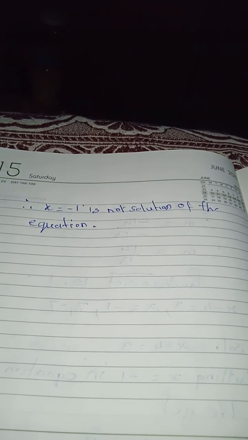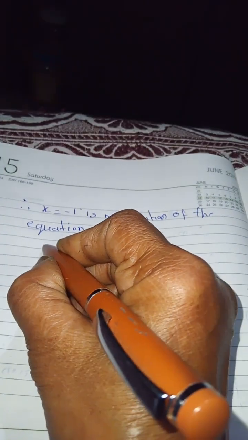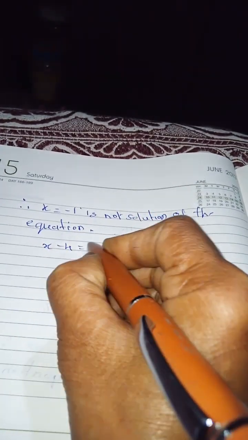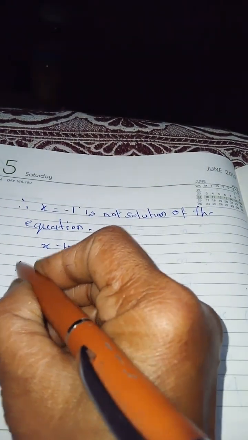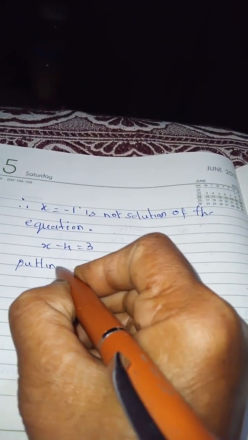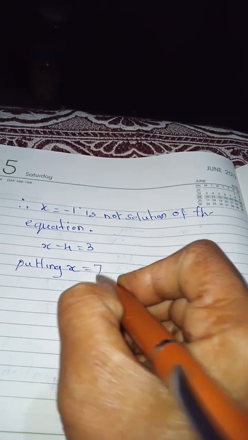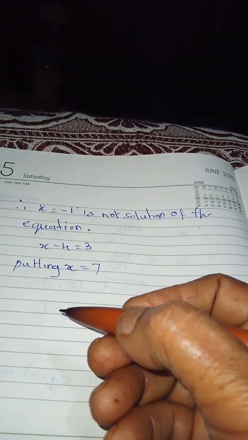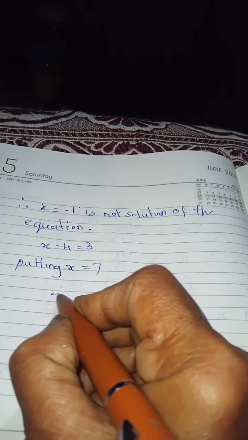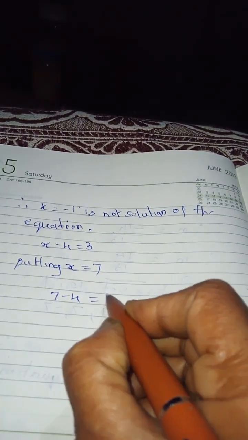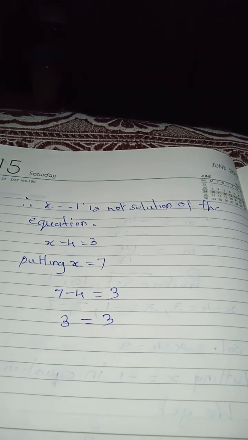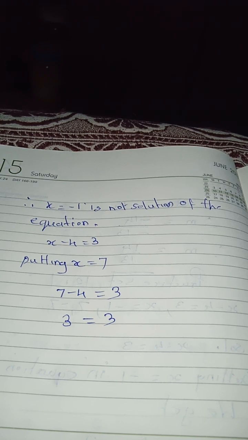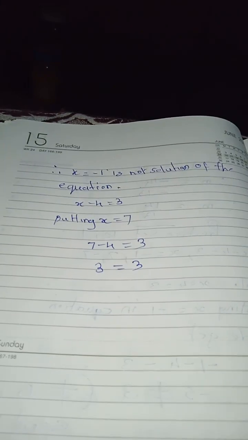Now second step. Again, x minus 4 is equal to 3 is given. Putting x is equal to 7. Don't write everything in detail. Now, 7 minus 4 is equal to 3. So 7 minus 4 will be 3. So the equation is satisfied properly.